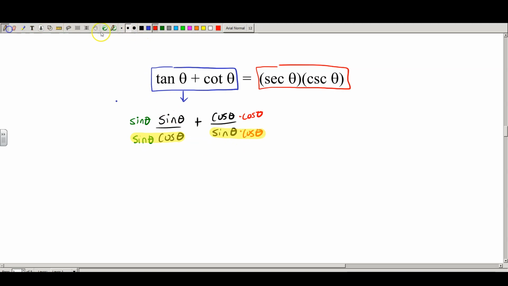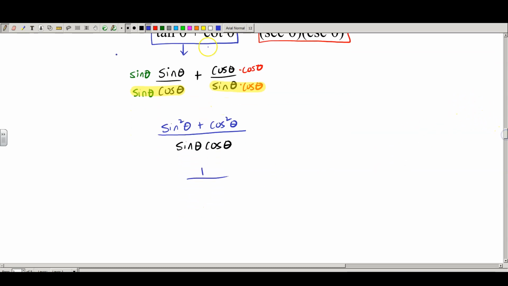And my numerators, I can go ahead and add. So that would be sine squared plus cosine squared, all divided by the common denominator of sine theta cosine theta, right? Hopefully sine squared plus cosine squared jumps right out at you because that is equal to 1. So I have 1 over sine cosine.